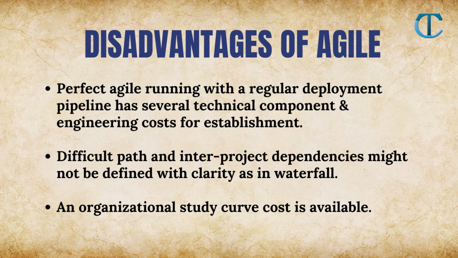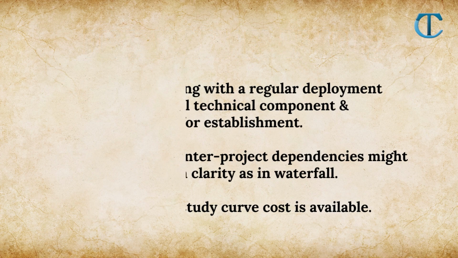Disadvantages of Agile. Perfect Agile running with a regular deployment pipeline has several technical components and engineering costs for establishment. Difficult path and inter-project dependencies might not be defined with clarity as in Waterfall. An organizational learning curve cost is present.